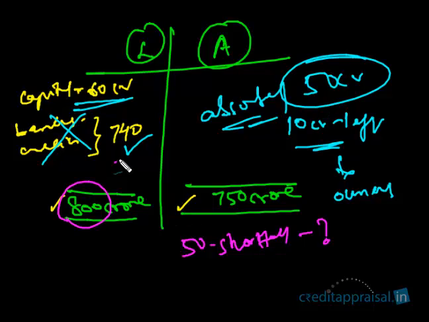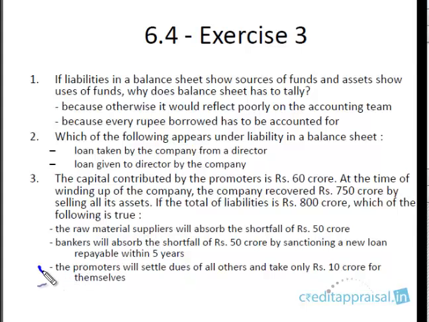So here first the 740 crores, the outside borrowings, will be settled. Out of that, 740 will go to the bankers, creditors and other outside parties. The balance 10 crores will be going to the owners, even though they originally contributed 60 crores. So even though they pumped in 60 crores, they'll be getting only 10 crores back. So that 50 crores loss is going to be absorbed by them. So the answer to this question is the third answer. The promoters will settle the dues of all others and take only 10 crores for themselves, right?